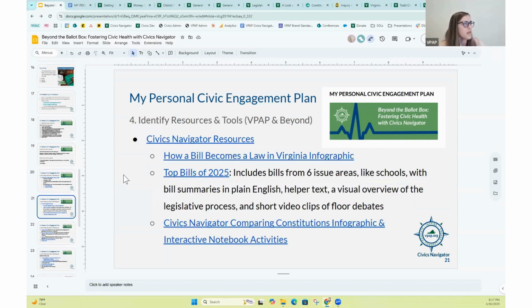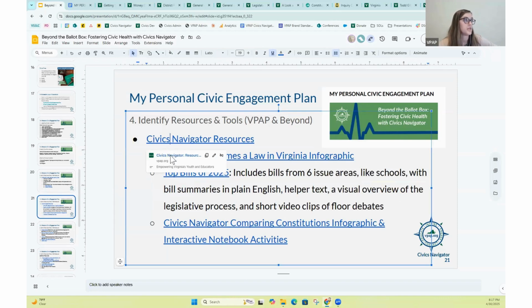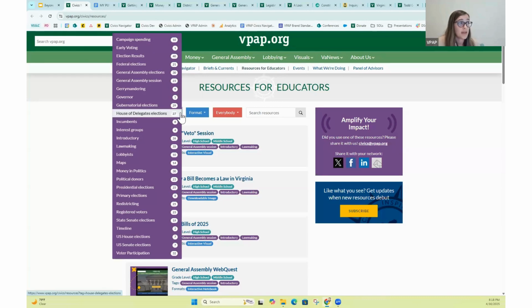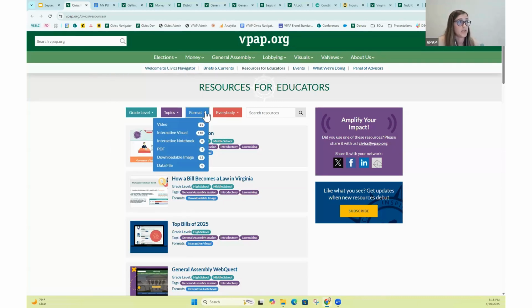But the next best thing, and I highly encourage you to bookmark this if you haven't already, are our Civics Navigator resources. So this is that program that we launched in September. And if you go there, there is so much that you can see, but it's vpap.org/civics. And once you're there, we have an overview, we have our communications, and then this resources page where you can search by grade level, by topic, and even by format. So if you are looking for an interactive notebook is great.